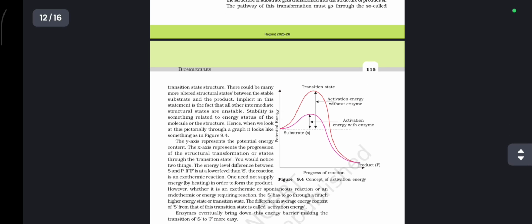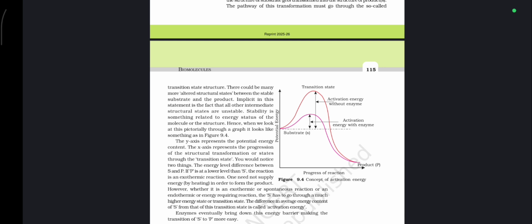There could be many more alternative structural states between the stable substrate and the product. Implicit in this statement is the fact that all other intermediate structural states are unstable. Stability is something related to the energy status of the molecule or the structure. Hence, when we look at this pictorially through a graph, it looks something like figure 9.4. The y-axis represents the potential energy content. The x-axis represents the progression of the structural transformation of states through the transition state.